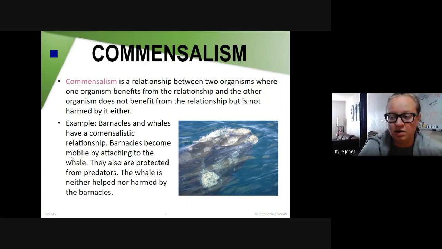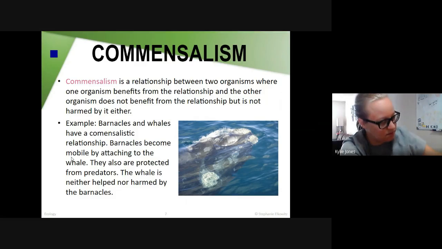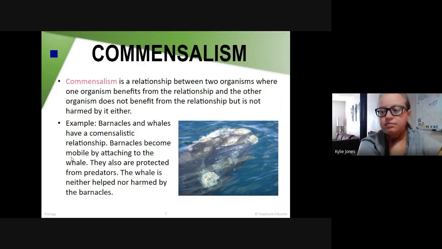The whale is not hurt by it. So the barnacles are benefiting, but the whale is not, but it's not getting hurt either. Okay? So that's commensalism. One organism benefits, the other one does not, but the other one is not hurt either. It's just kind of like the barnacles are attached to me. Okay. Do about 2 minutes on this slide.